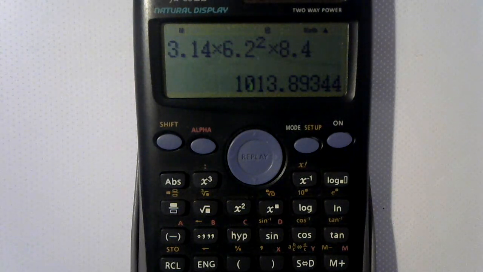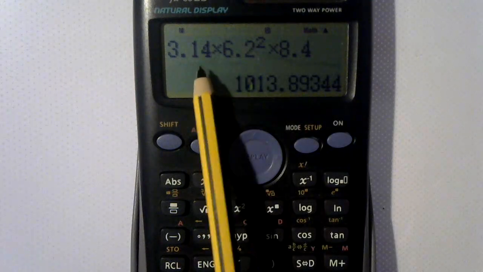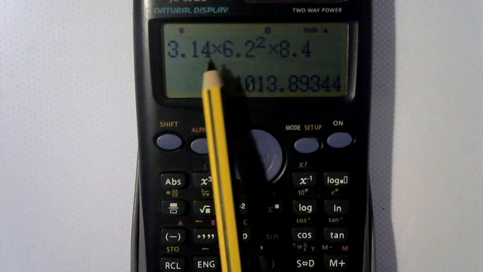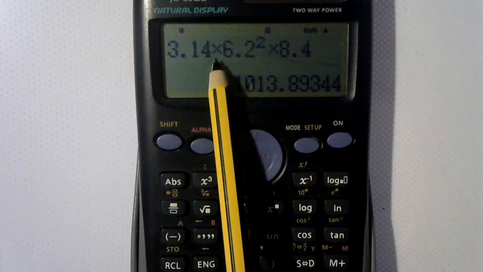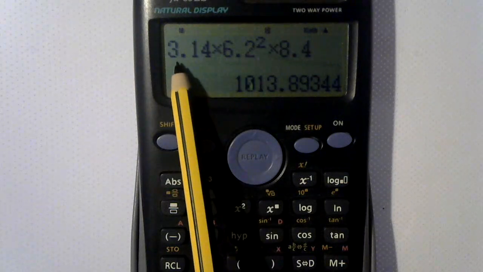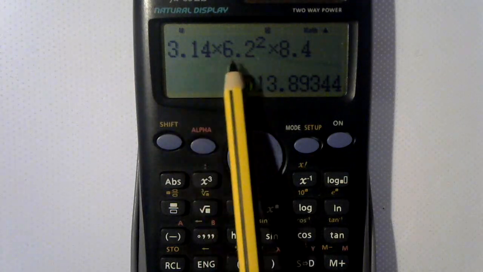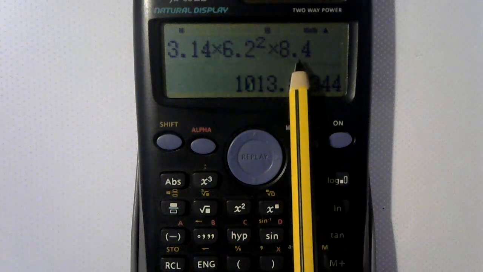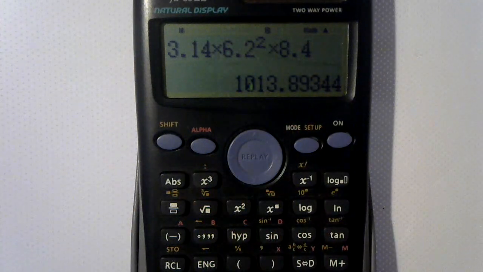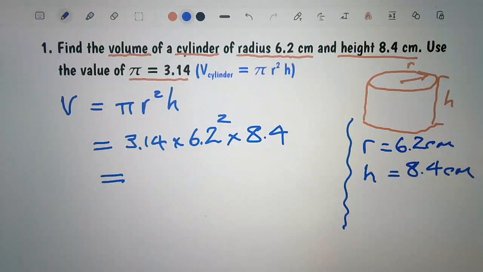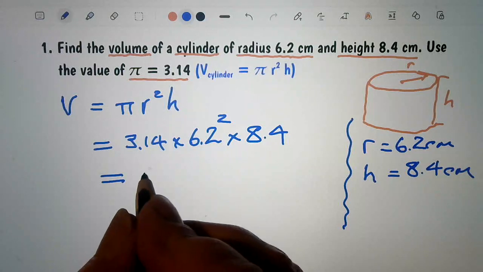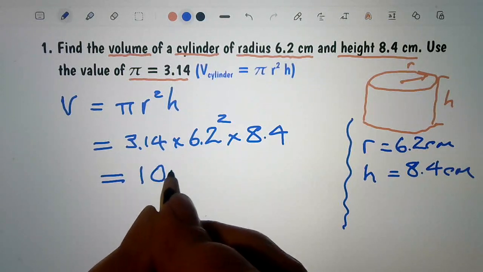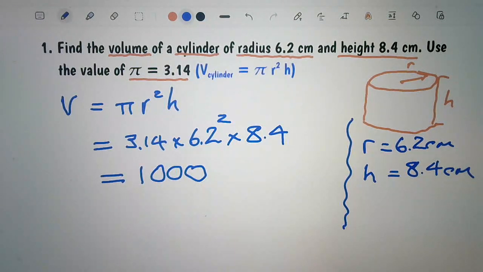Now then, I've only got two significant figures in. I've got three significant figures here, two here, two here. So I'm going to give my answer to two significant figures. So I'm just going to call that 1000. So here we are. I'm going to call that 1000.